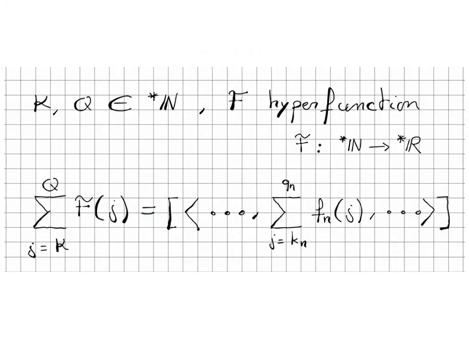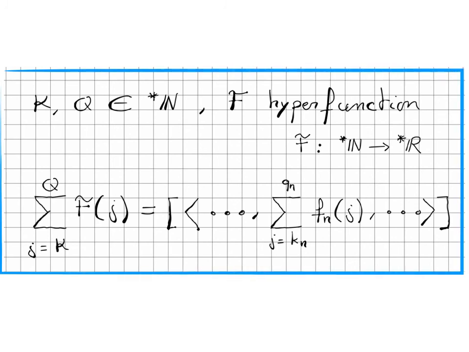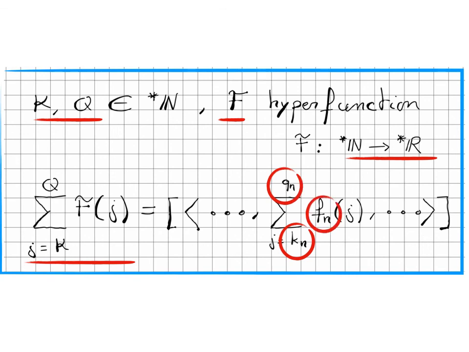So finally, we are now in a position to understand the more general case. Let k and q be two natural integers and f be a hyperfunction from star N to R. Then the sum of f(j) from k to q is a hyperreal number given by the equivalence class of the sequence of sums of f_n(j) running from k_n to q_n, where k_n, q_n, and f_n are the elements of the sequences defining k, q, and f.